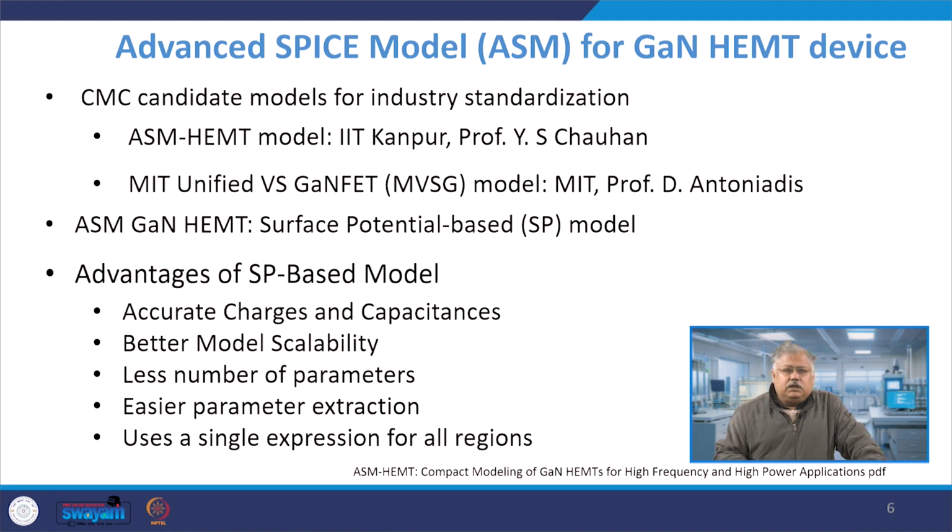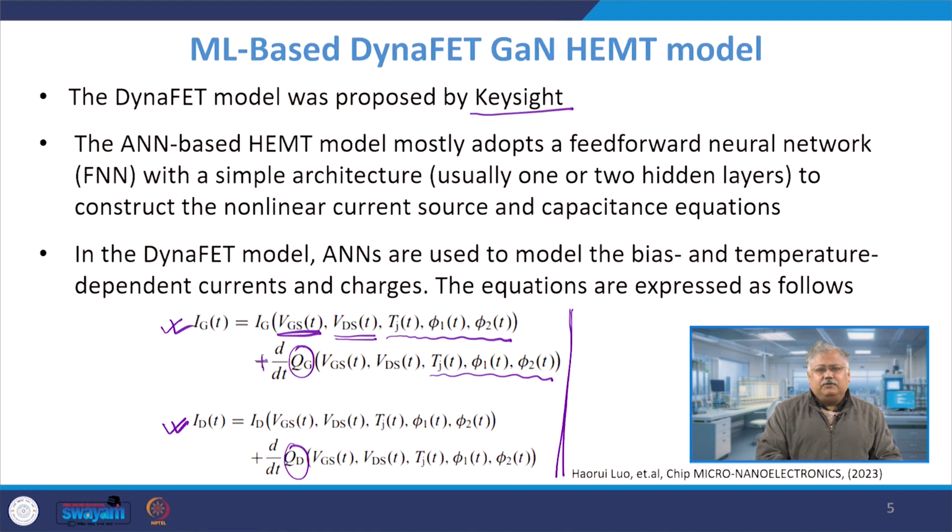So what we have learned in this lecture is of course the basic modeling of a GAN based HEMT, and then we looked into two types of model. One was the ASM model, which is a surface potential model, and an ML based DynaFET GAN model, which was developed by Keysight. So these two models we have just seen.